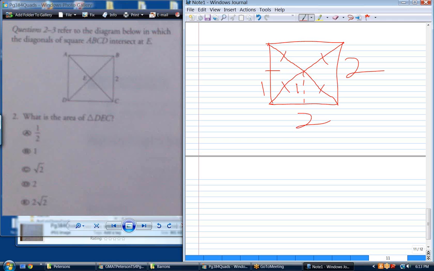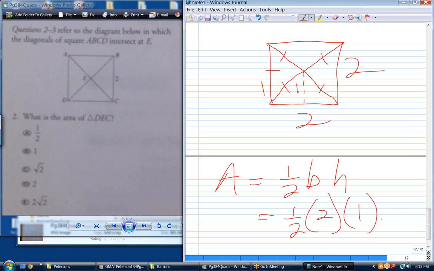Half. Area of a triangle is 1/2 base times height. What's the base? Base is 2. Height is 1. Oh, the answer is 1. Okay. So it was pretty easy to do by figuring out this height.